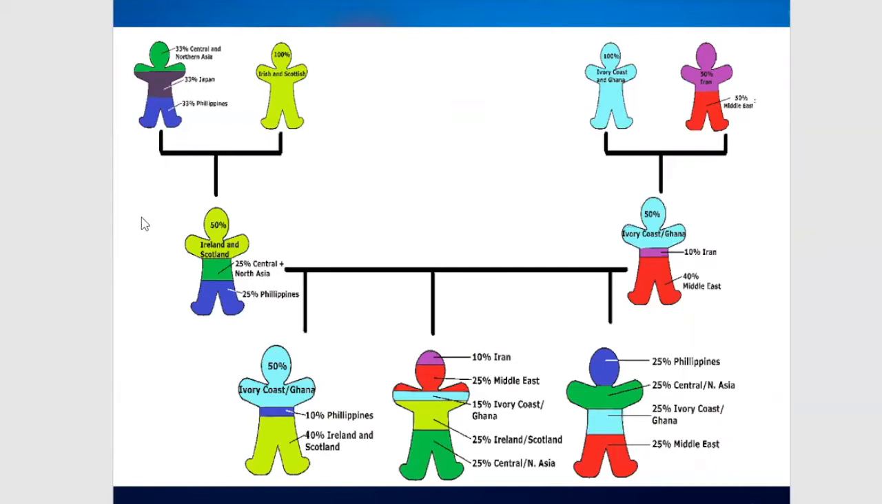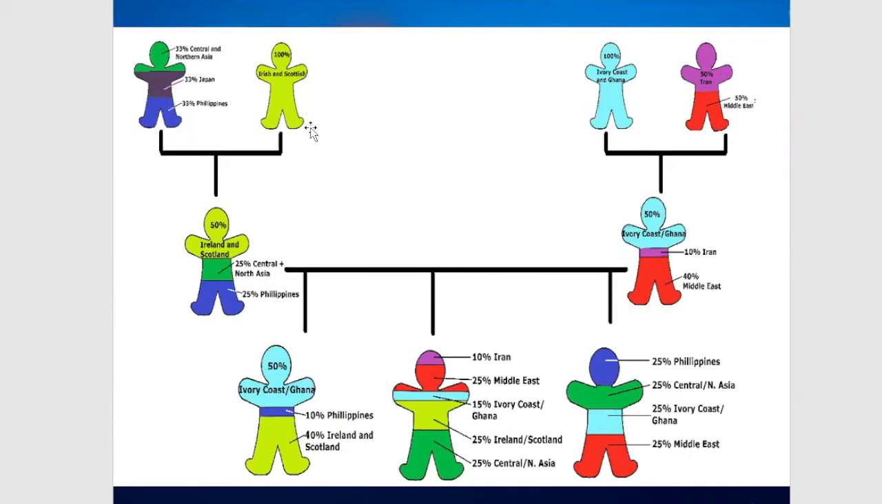So here we have 3 separate generations. Ignore my stretched out and chunky little infographic here. But you can see here, from the recombination of each successive generation, how much this DNA can actually change. This includes 7 different regions. Up here on our upper left, we have who would be considered the paternal grandfather in this scenario, and he has 3 different regions: Central and Northern Asia, Japan, and the Philippines.